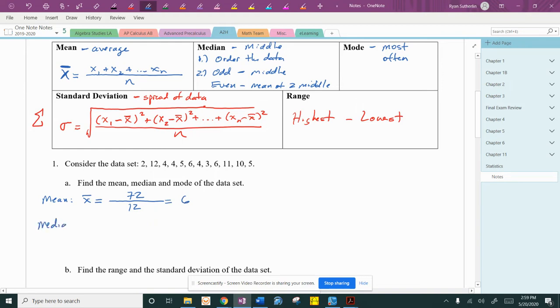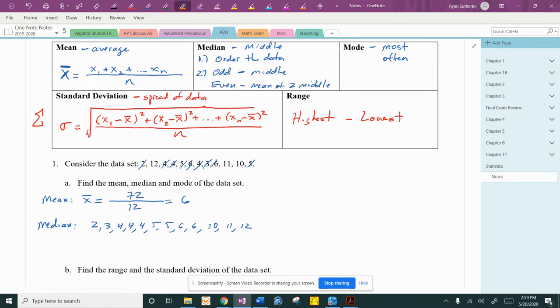For the median, I am going to put the data in order first. So I have a 2, I have a 3, I have 1, 2, 3 4s. I have 2 5s. I have 2 6s. I have a 10 and an 11 and a 12. And I just double check by counting the numbers to make sure I have 12 numbers here. So 1, 2, 3, 4, 5, 6, 7, 8, 9, 10, 11, 12.